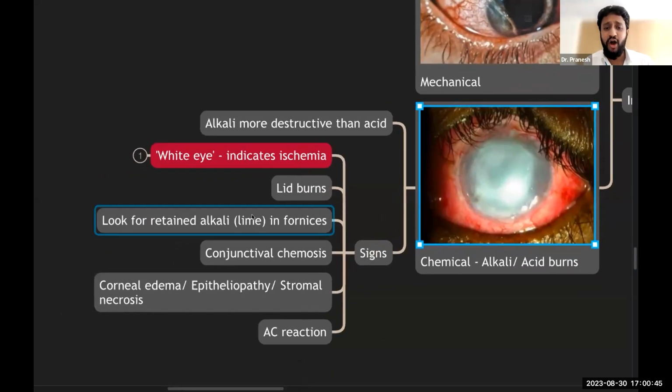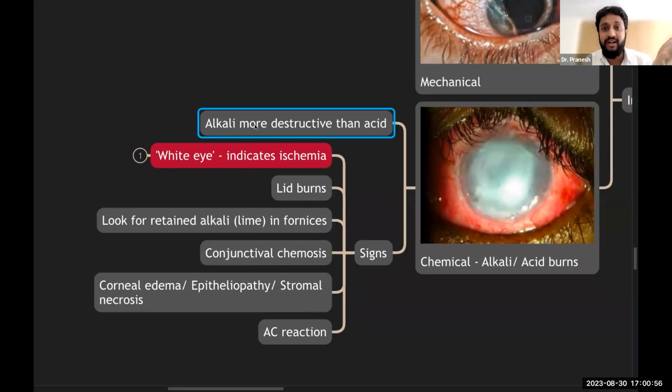Which is much more common in our region, where people use chunna or lime. Okay, any lime or any chunna getting into the eye can cause severe destruction because lime is an alkali. Like I said, alkali is much more destructive than acid.